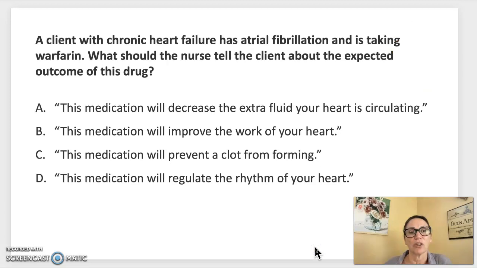Now, I have a question we're going to look at real quick. We have a client with chronic heart failure who has atrial fibrillation and is taking warfarin. What should the nurse tell the client about the expected outcome of this drug? Now, as you look through these answers, I will help you out here. The correct answer is this medication will prevent a clot from forming. So remember, an anticoagulant such as warfarin prevents a clot from forming, whereas a thrombolytic breaks up an existing clot.